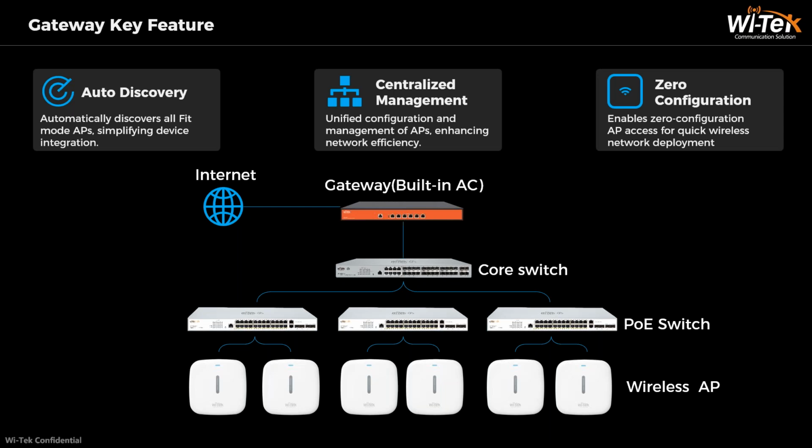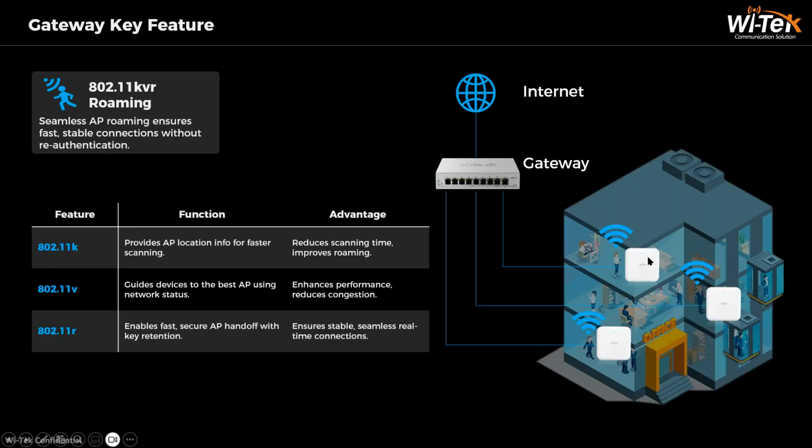Do you remember we already introduced in the video that we must set up the AP group and put the wireless AP in the AP group? From these key operations, you will know why our wireless AP has no configuration: all the configuration is already saved in our gateway, right? It is also zero configuration, with centralized management. Okay, let's go on. Our gateway also supports the 802.11 kvr roaming function.